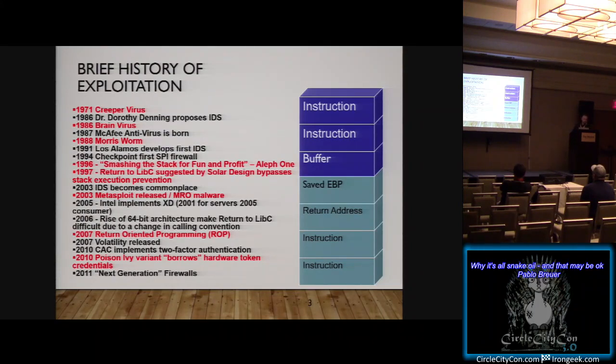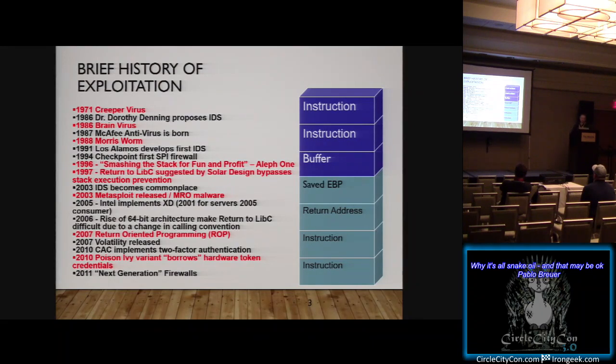In 1997, we get the Return to libc. That's the seminal paper on how to get past stack execution prevention. However, since most of us don't have stack execution prevention, it goes largely ignored. And it becomes largely ignored up until it becomes a problem much later in the 2000s.